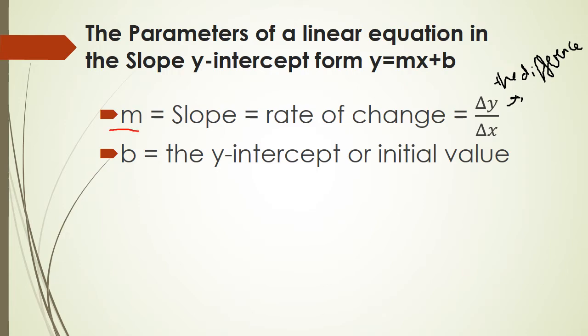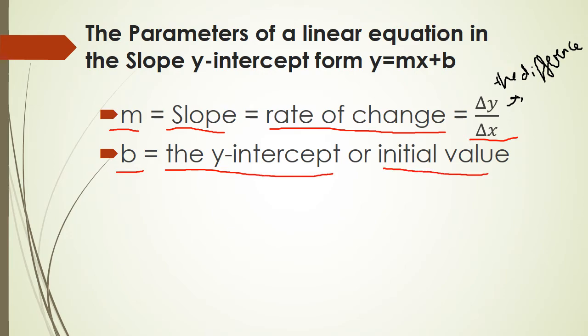The first one is called m in y equals mx plus b, or it's called the slope. It's also called the rate of change. We're going to talk about the rate of change when we talk about functions, and it's equal to the difference in y over the difference in x. The second parameter is b, which is also called the y-intercept, and it's also called the initial value. We're going to talk about the initial value when we talk about linear functions later in Unit 5.